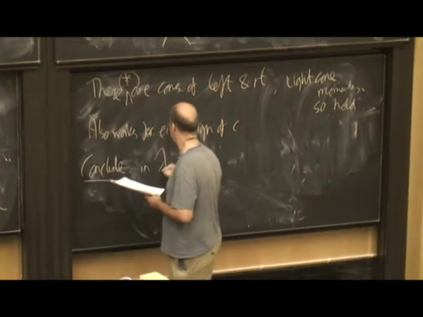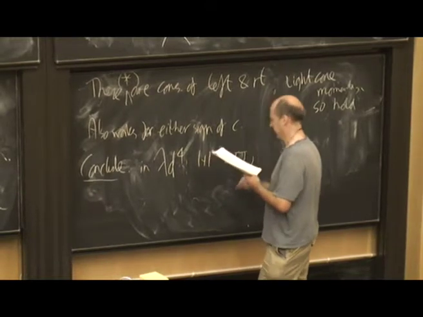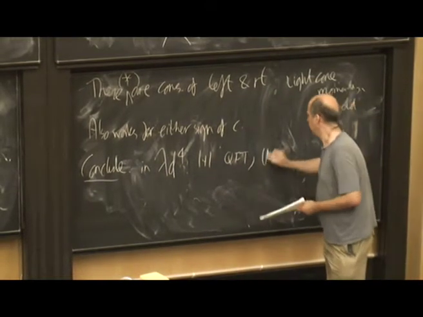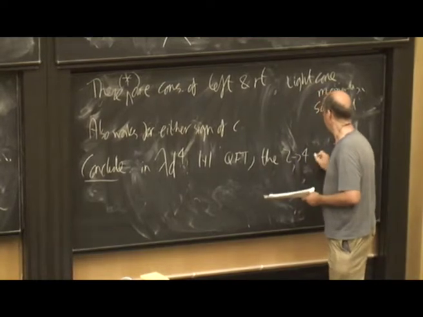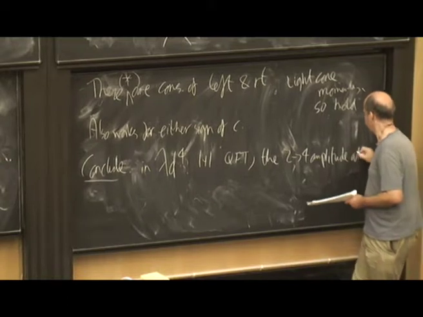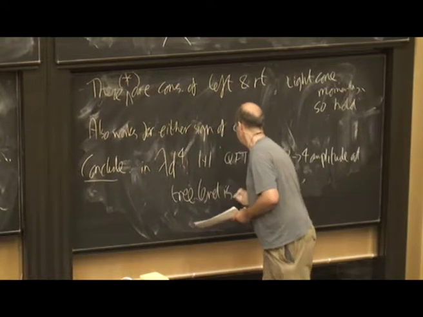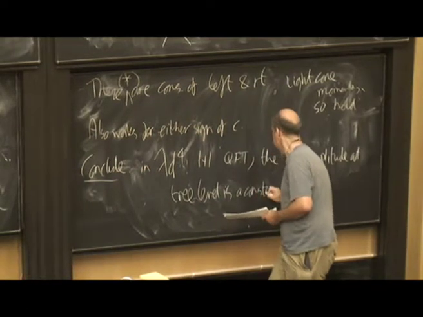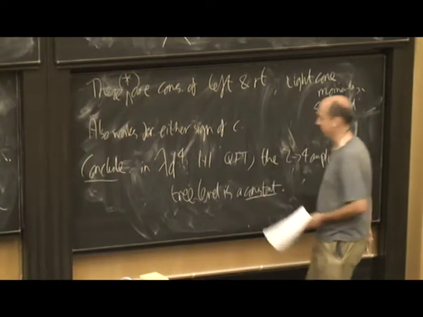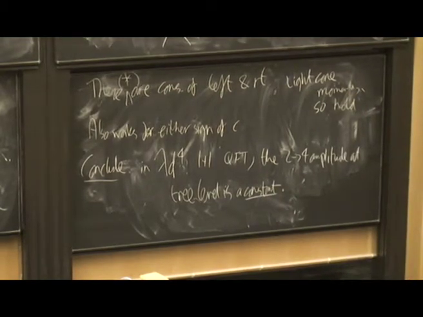Is that in the lambda phi 4 1 plus 1 theory, the 2 to 4 amplitude at tree level at least is a constant. Okay? Wouldn't be true in more dimensions. I've done the calculation, it's kind of clear it's not really true. So it's rather special, it's rather surprising.